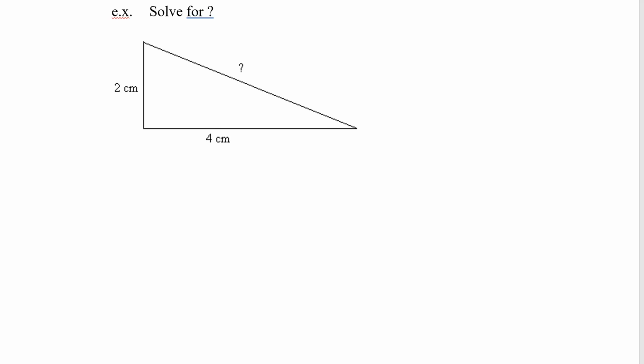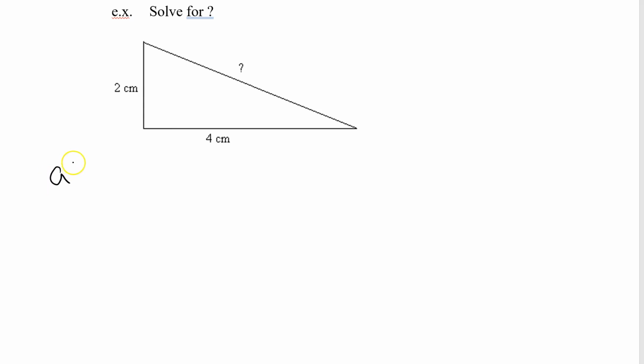Solve for the question mark. Okay. So now you'll notice here that we don't have any sides or any angles. We know this is 2, we know this is 4. So you've got to think we're going to use every tool we can in order to solve. And in this case, you might recognize this as Pythagoras.